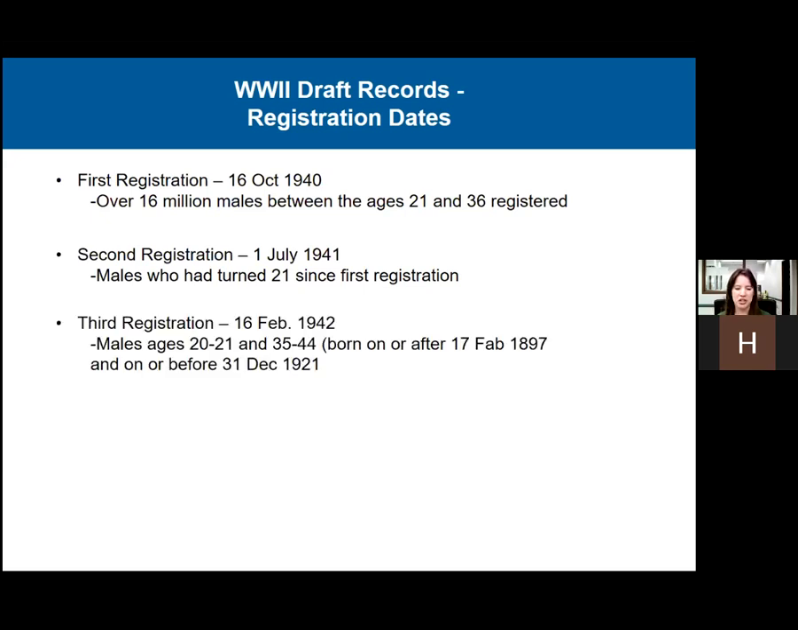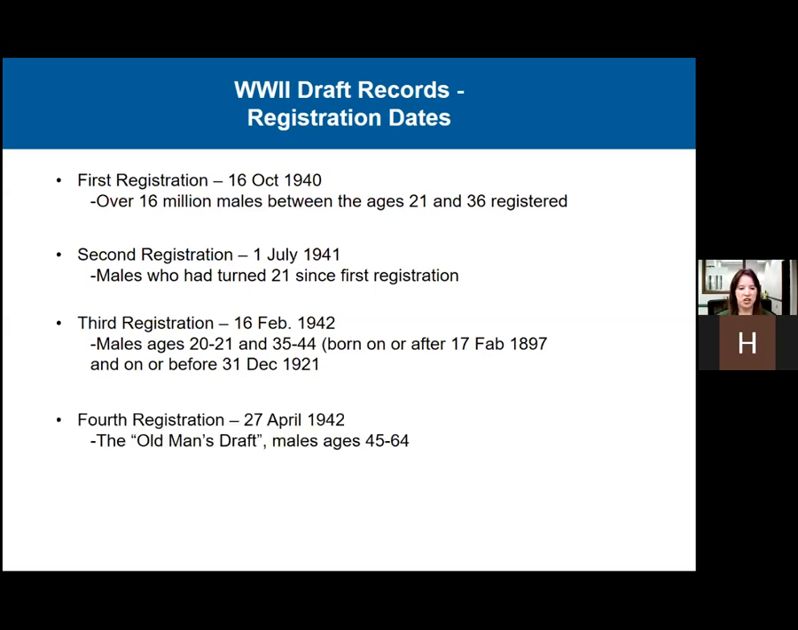The third registration occurred on February 16th, 1942, and included men ages 20 to 21 and 35 to 44. So those born on or after February 17th, 1897, and on or before December 31st, 1921.